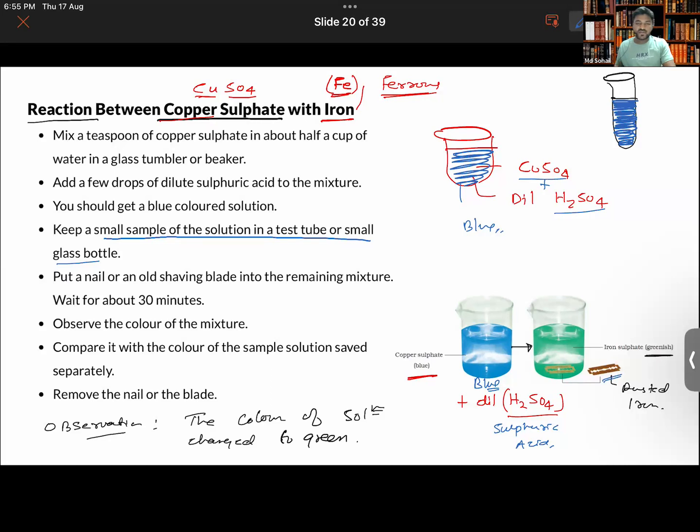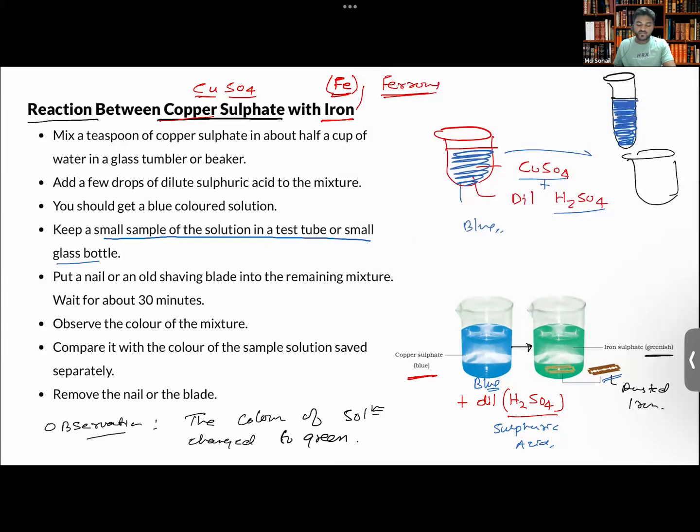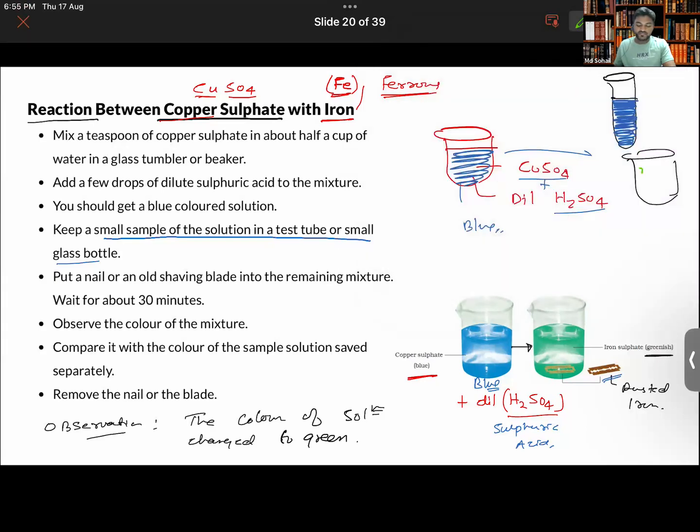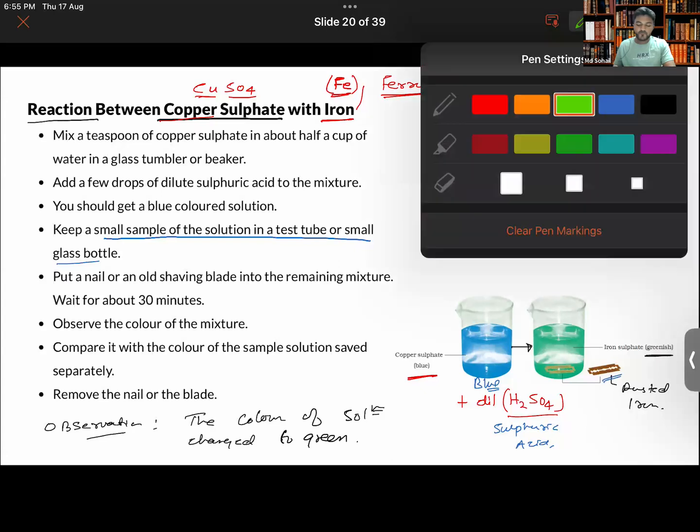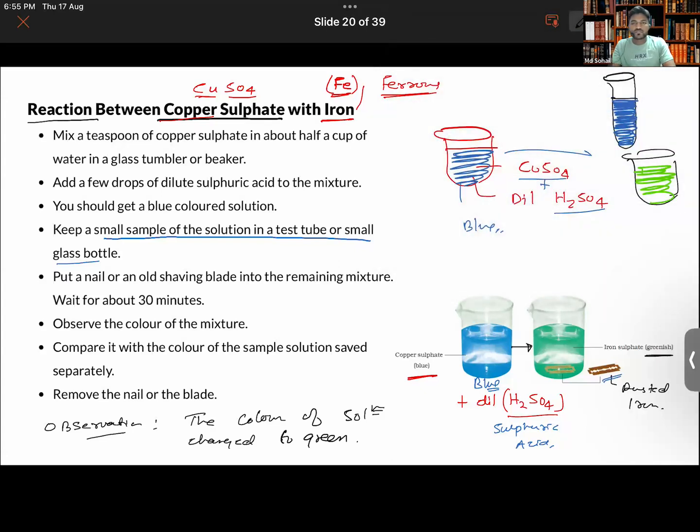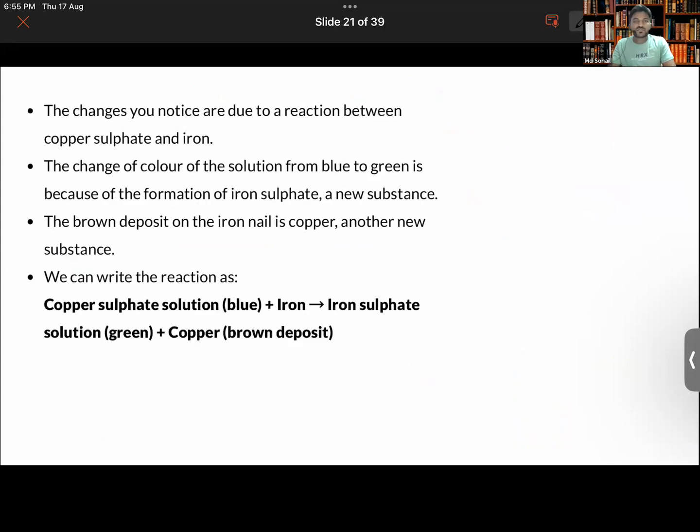Now we observe that the color of the solution changed from blue to what? It changed to greenish color. Getting it? Yes. Okay, now let's see what we can notice here. The change which happened here was basically due to the reaction that took place between copper sulfate and the iron.